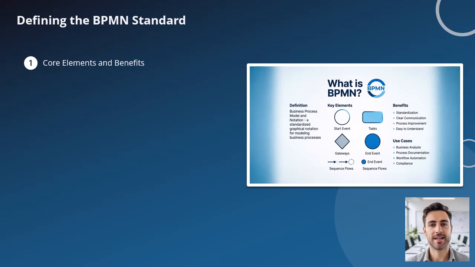This visual guide highlights key elements like start events, tasks, and gateways. It demonstrates how standardization benefits teams by improving communication and simplifying complex process documentation for everyone involved in the workflow.